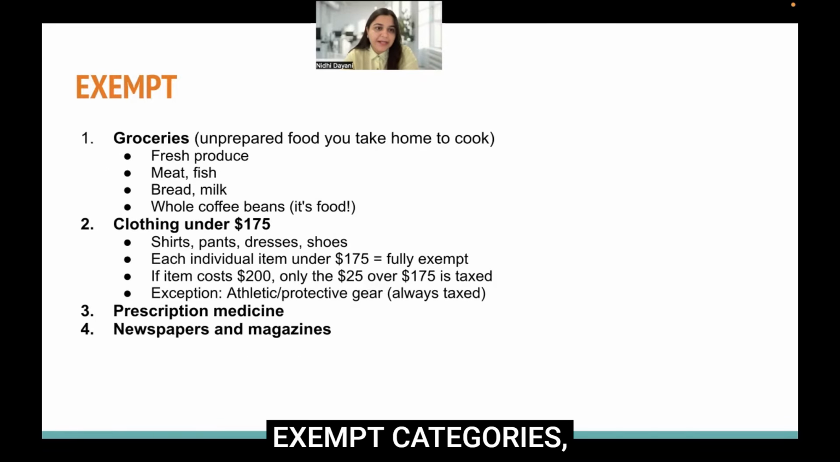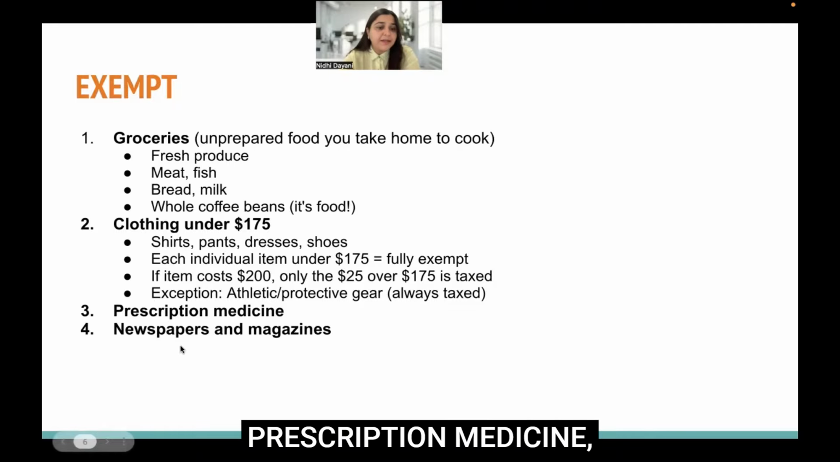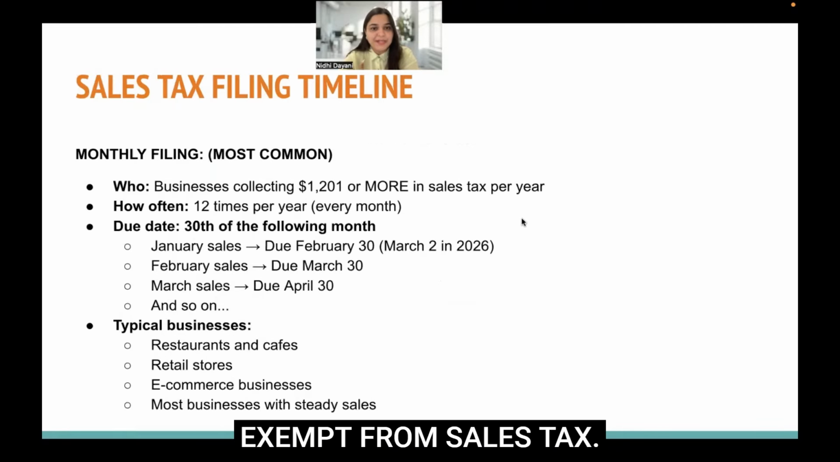But if we look at the exempt categories, groceries, for example, unprepared food, right? So fresh produce, meat, fish, bread, milk, even whole coffee beans, that is exempt. This is going to help us later in the example when we do sales tax filing for Sarah's coffee shop. That's why you need to know this. Even clothing, for example, under $175, it is exempt. This also applies for New York as a state. There is a limit for clothing in New York below which there is no sales tax. All right. Prescription medicine, newspapers, all of these are again exempt from sales tax.